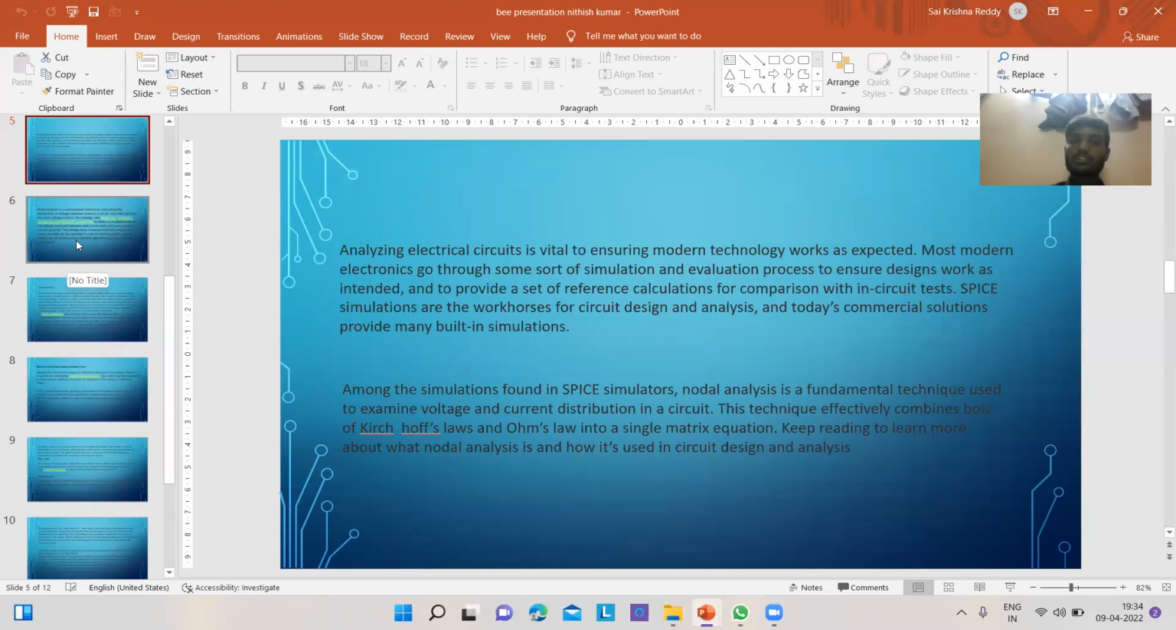SPICE simulations are the workhorse for circuit design and analysis, and today's commercial solutions provide many built-in simulations. Among the simulations found in SPICE simulators, nodal analysis is a fundamental technique used to examine voltage and current distribution in a circuit. This technique effectively combines both of Kirchhoff's laws and Ohm's law into a single matrix equation. Keep reading to learn more about what nodal analysis is and how it's used in circuit design and analysis.